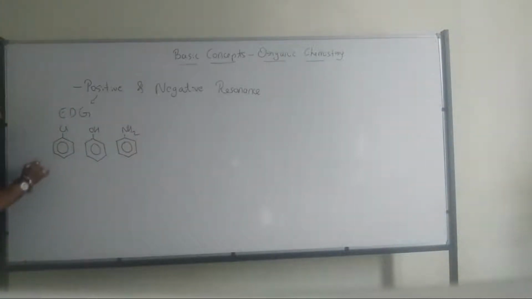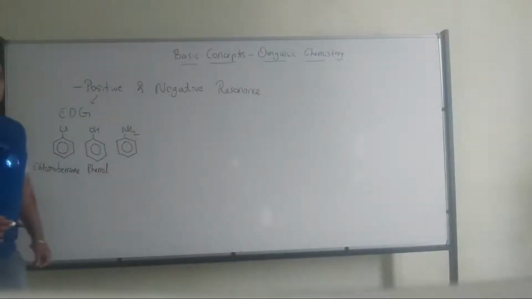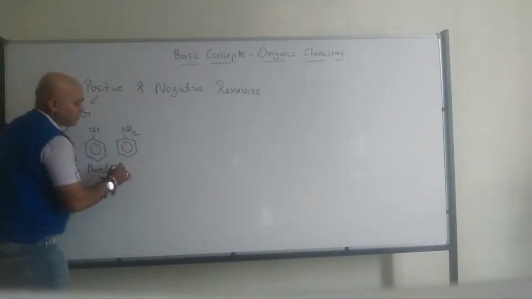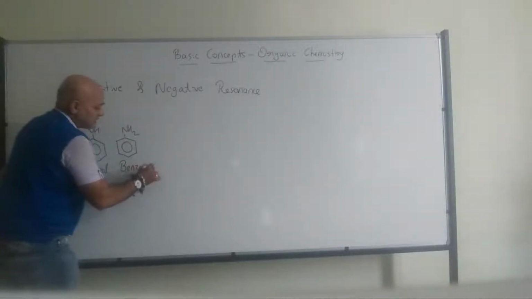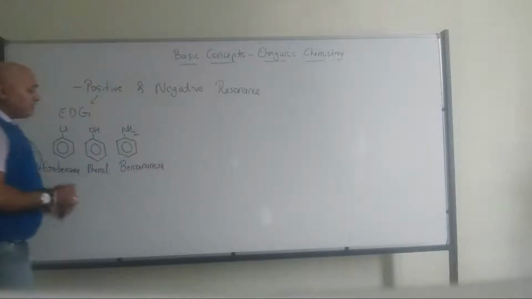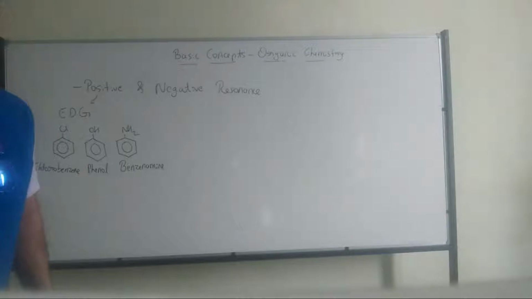So first one, chlorine as a prefix, therefore chlorobenzene. Then here the OH group, so therefore we can directly call it benzenol or phenol. Now here we can call it benzenamine or aminobenzene. But benzenamine will be the proper one because amine is used as a suffix, not as a prefix.